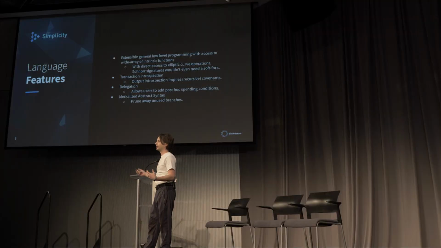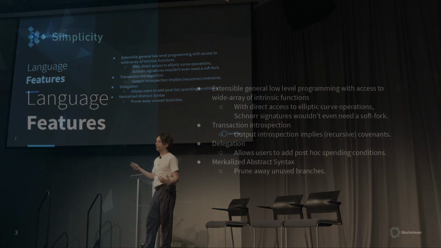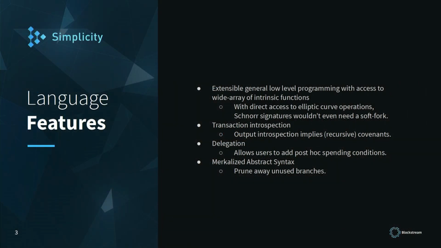So simplicity is designed to be an extensible low-level, and I want to emphasize low-level programming language that has access to a wide range of intrinsic functions. So you would have direct access to elliptic curve operations, right? Schnorr signatures wouldn't require a soft fork if Bitcoin were designed this way because you would have access to the elliptic curve math to implement Schnorr signatures directly, right?